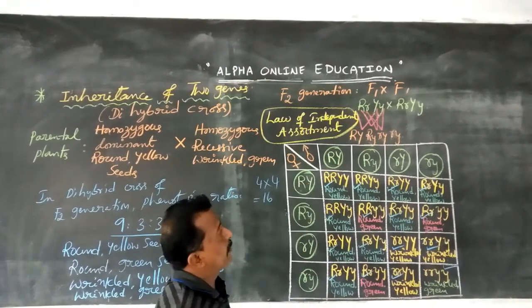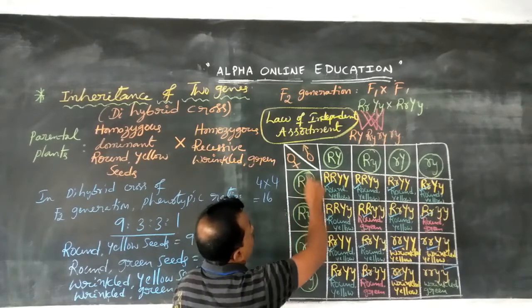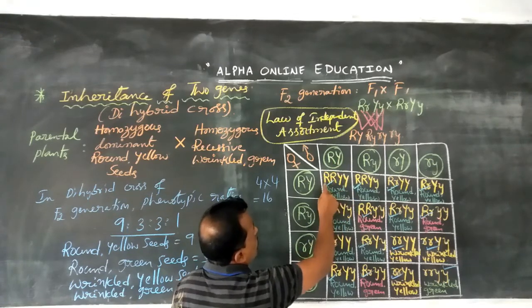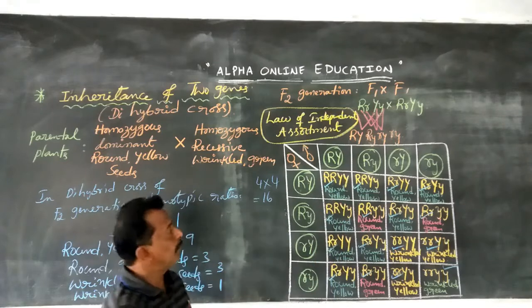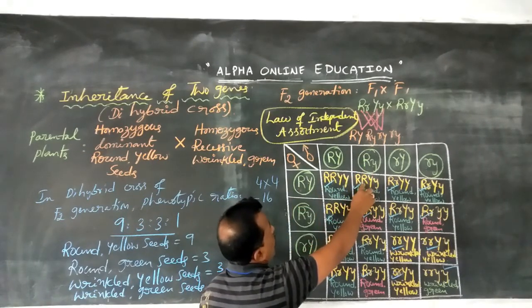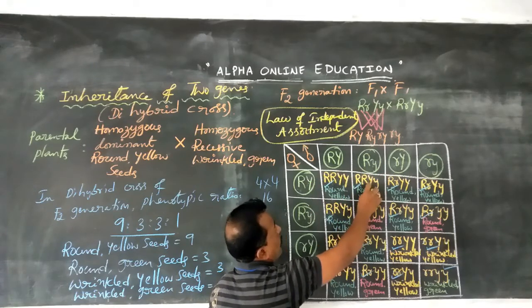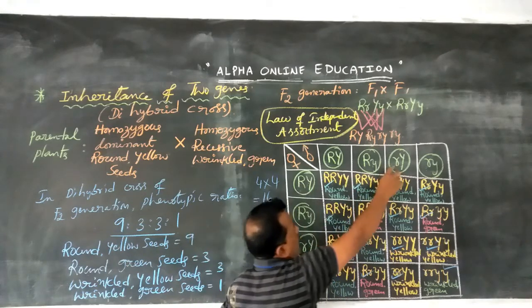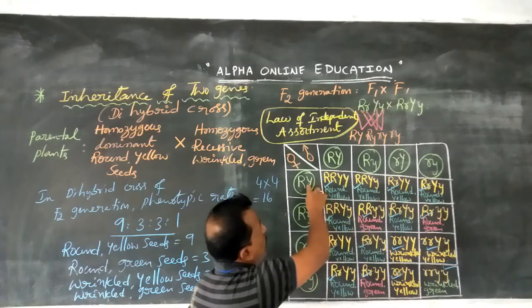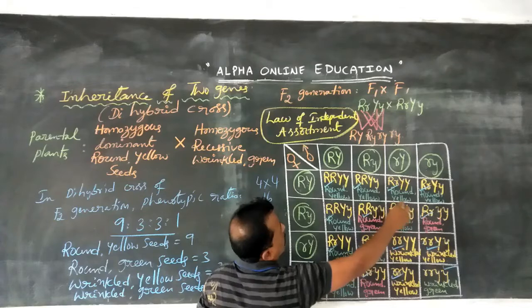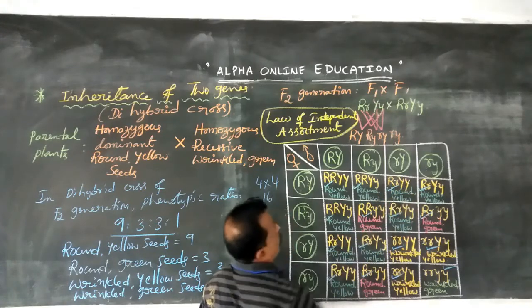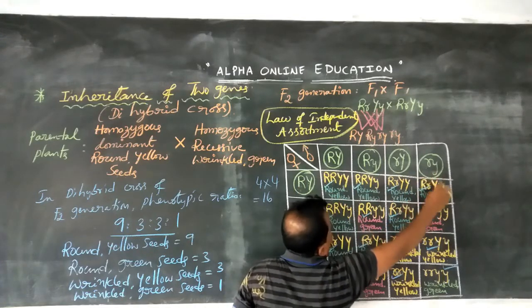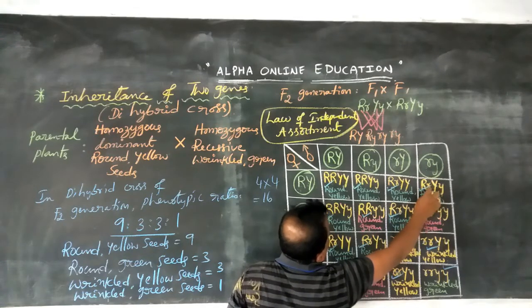Now the male gametes and female gametes fuse. Capital R fuses with capital R, and capital Y fuses with capital Y, so the genotype is RRYY. Next, capital R fuses with capital R, and capital Y fuses with small y, so the genotype is RRYy. Next, capital R fuses with small r, and capital Y fuses with capital Y, so the genotype is RrYY. Then capital R fuses with small r, and capital Y fuses with small y, so the genotype is RrYy.